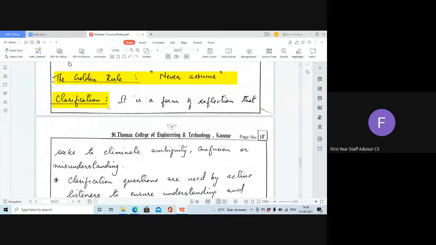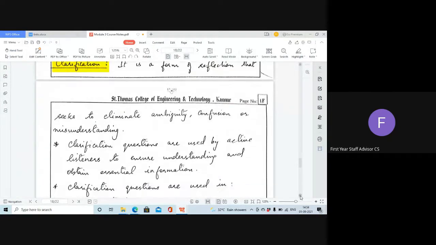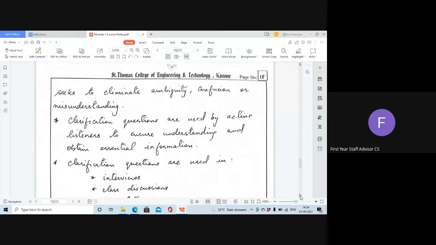Suppose you are asking a question, the teacher or the presenter should be ready to clarify what the listeners are asking. Clarification questions are used by active listeners. A person who is actively listening will not assume anything. They will just ask questions to clear their doubt. Such questions are also called clarification questions.